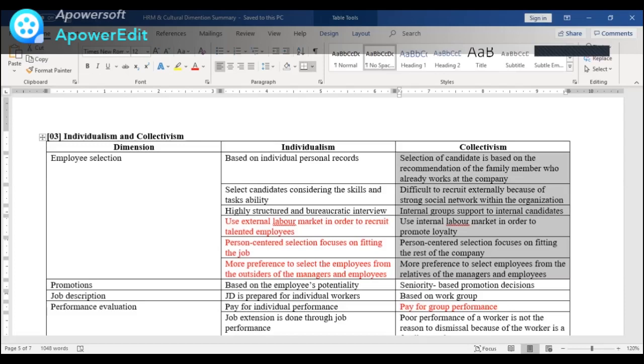Person-centered selection focuses on fitting the rest of the company. Consider candidate fitness with the rest of the company. More preference to select employee from the relatives of the managers and employees, employee referral methods.